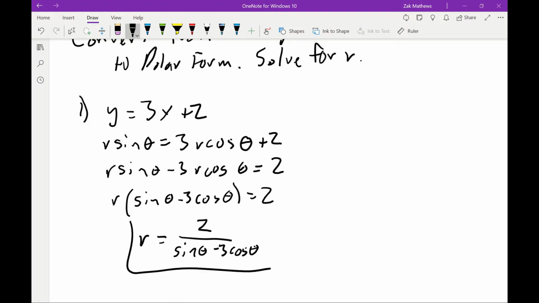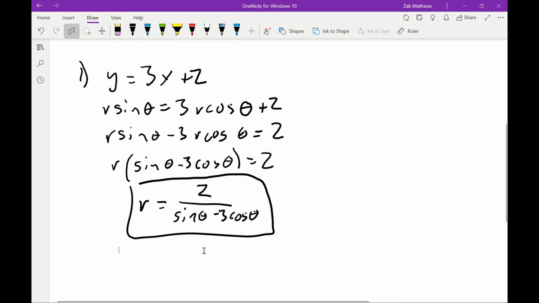And so there's my equation for r. Now, like I said, we can't get the graphical image in our head. We do know y equals 3x plus 2 looks like a line. This is also a line. When we figure out how to graph these things, this will also be a line. We just don't recognize it as such yet, and that's the reason we can't get that graphical image in our head.